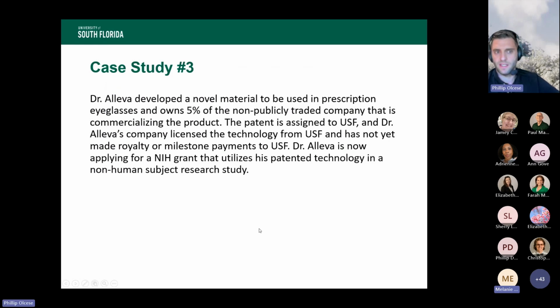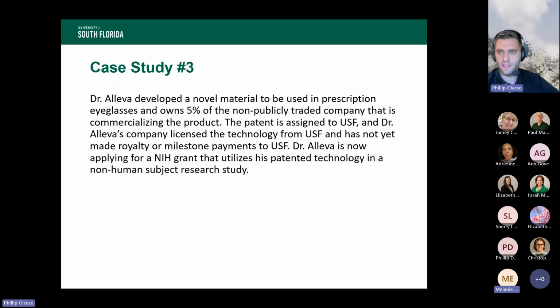And the last case study: Dr. Leva develops a novel material to be used in prescription eyeglasses and owns 5% of the non-publicly traded company that is commercializing the product. The patent is assigned to USF, and Dr. Leva's company licensed the technology from USF and has not yet made any royalty or milestone payments to USF. Dr. Leva is now applying for an NIH grant that utilizes his patented technology in a non-human subject research study.